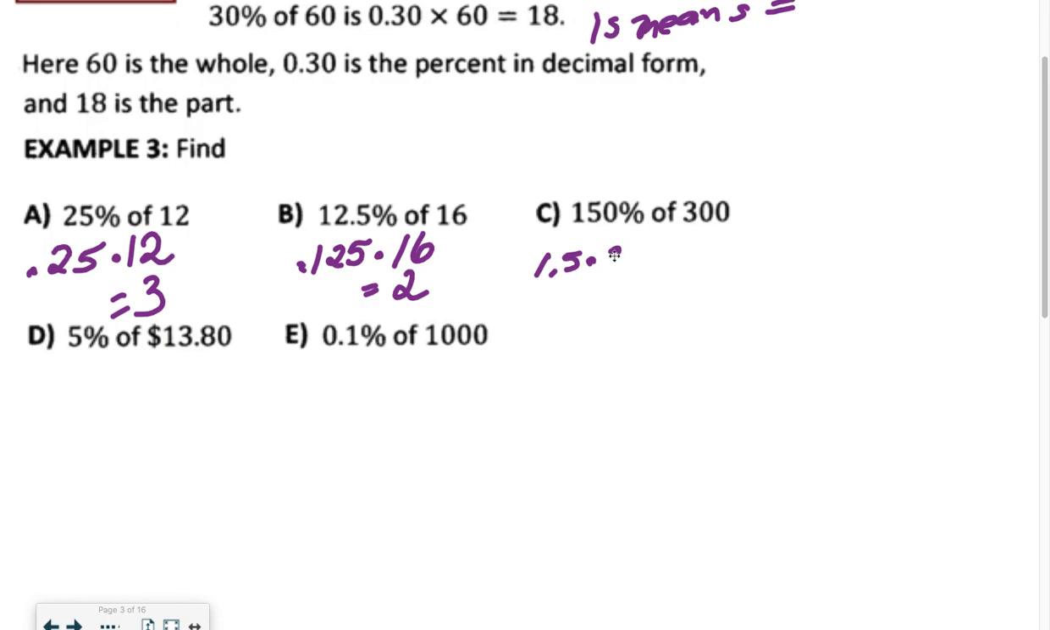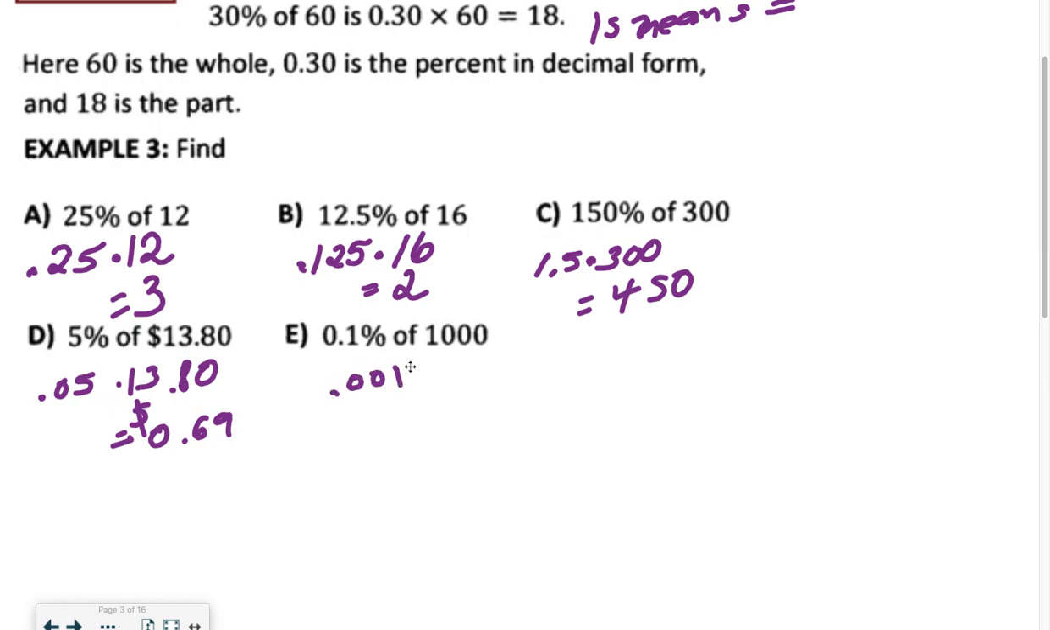1.5 times 300 would equal 450. 0.05 times $13.80, so we're going to see some problems involving money in a little while, will be 0.69, so 69 cents. And 0.001, so notice every time I move my decimal to the left 2, of 1,000 equals 1. So again, just translate percent times the number.